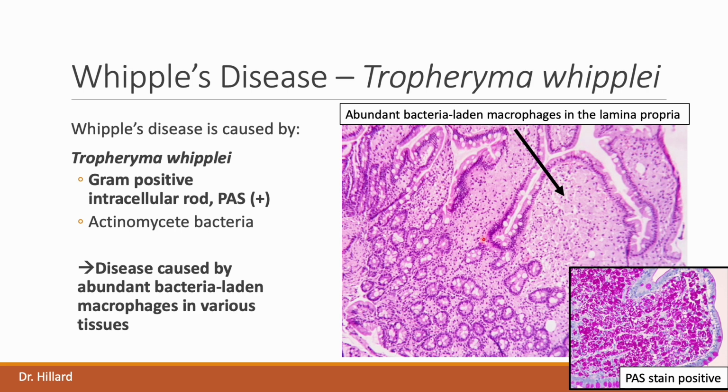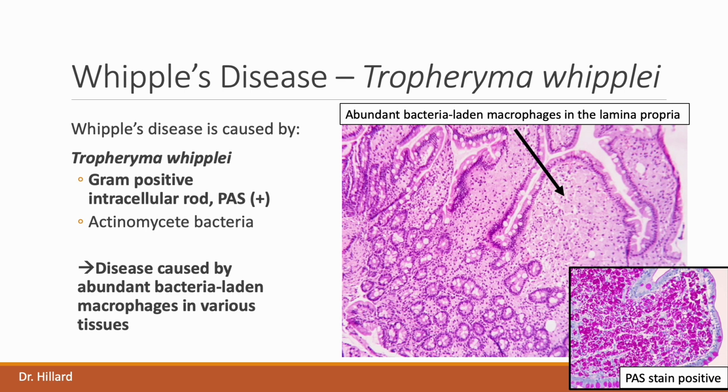Here we see a biopsy of small bowel with marked distension of the lamina propria with abundant macrophages. Such macrophages cause blunting or atrophy of the normal villi of the small bowel. A key feature of the organisms is that they are positive for PAS, or periodic acid-Schiff stain. This inset picture here highlights PAS positive organisms in red.